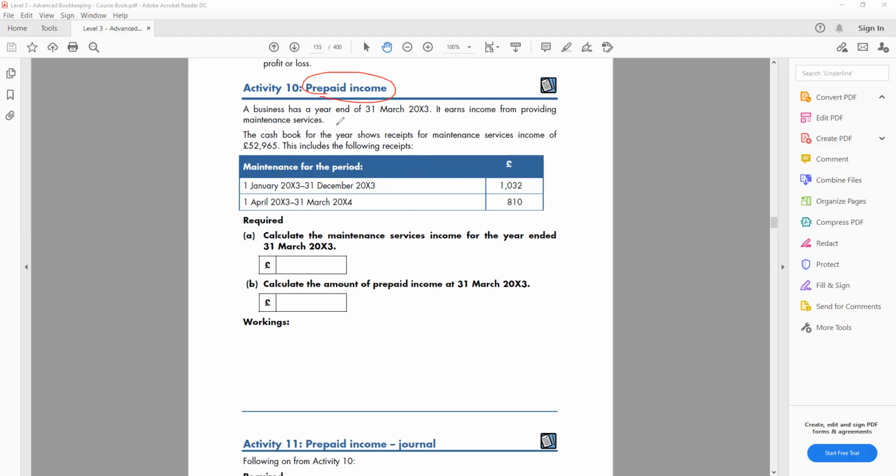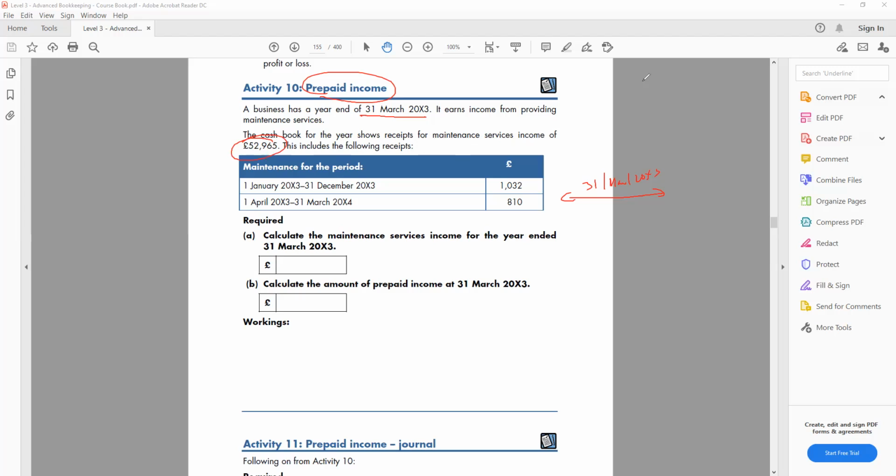Here it says a business has a year end 31st of March 2003. So the year ended 31st of March 2003. It earns income from providing maintenance services. So you provide the maintenance services, you receive the income. The cash book for the year end shows receipts for the maintenance service income of 52,965. This includes the following received.